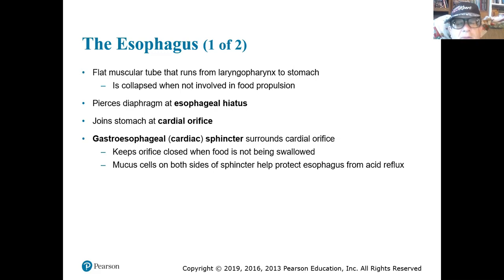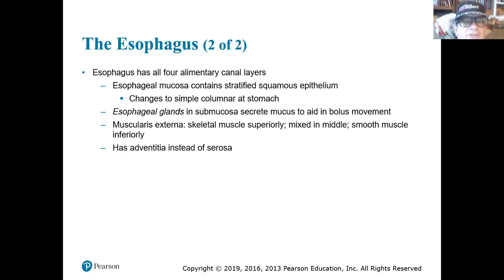Mucus cells on both sides are supposed to help protect the esophagus from acid reflux. I just got done telling you they don't do a great job. They try. All right, so the esophagus has all four layers of the alimentary canal. What we're talking about is the mucosa, the submucosa, the muscularis externa, and the adventitia. Why does the esophagus have an adventitia instead of a serosa?